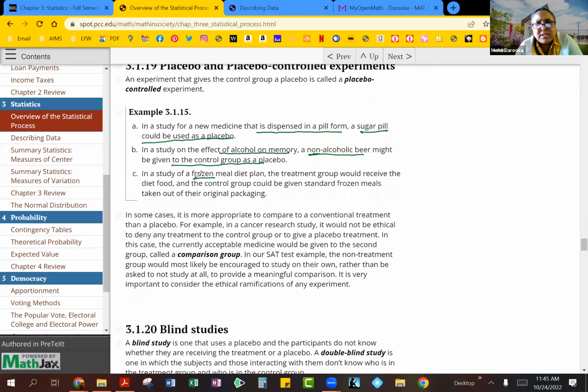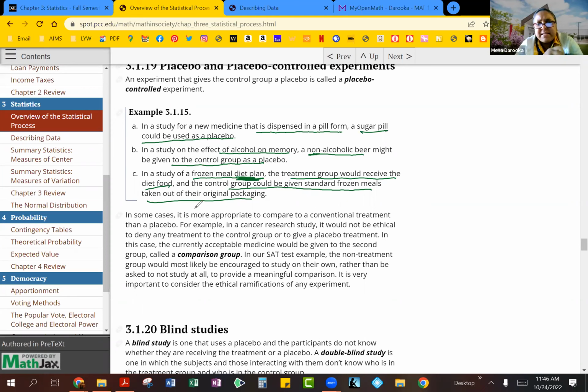In a study of a frozen meal diet plan, they're saying the treatment group would receive the diet food. The control group could be given just regular standard frozen meals, without the original packaging, so the people don't know which exact brand or food they're eating. So that would be your placebo, right? The treatment group would be getting the actual diet meal, but the control group would be getting just a regular standard frozen meal. So that's how you would control the two groups.